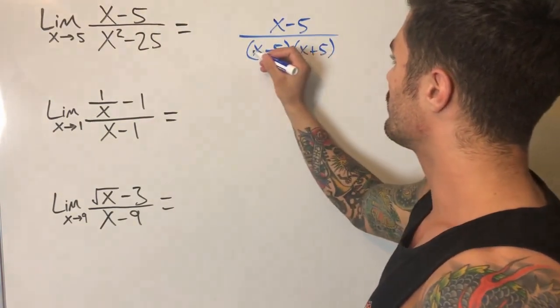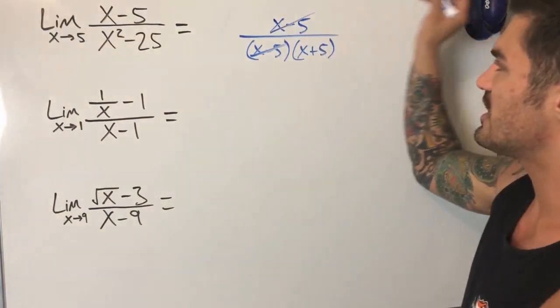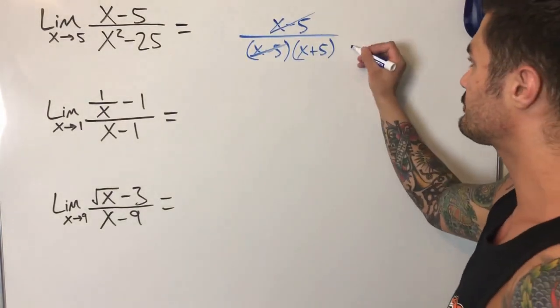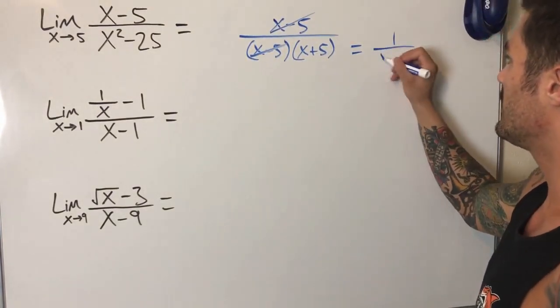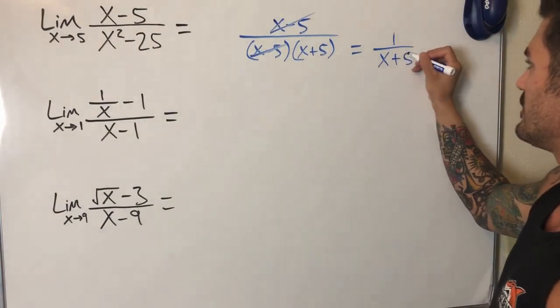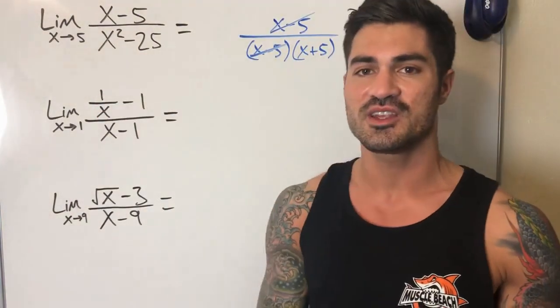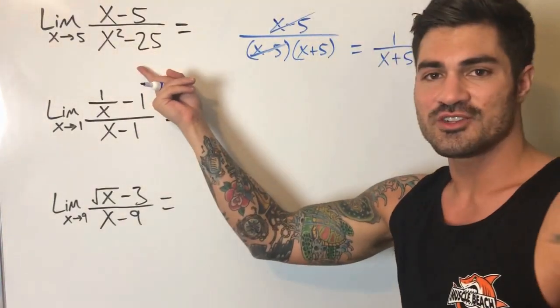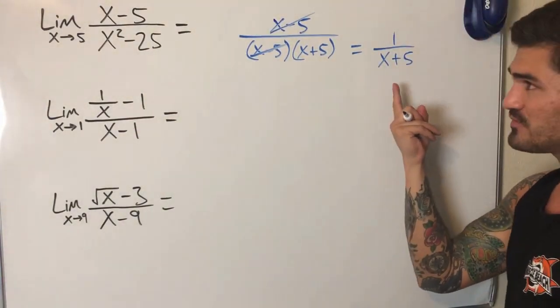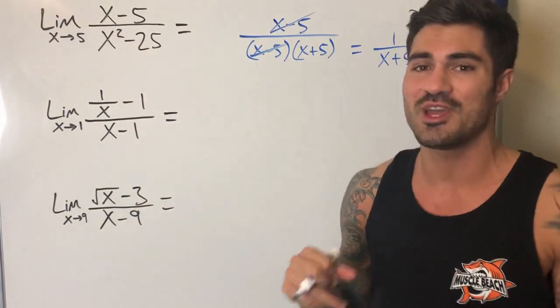So now what happens? I can cross out this x minus 5 with this x minus 5. Those are both gone. This is 1 over x plus 5. So the graph of this function is the same as the graph of this function, except for what? This function has a hole, this one doesn't. So the graph of this function is like this one, just with that hole filled in.